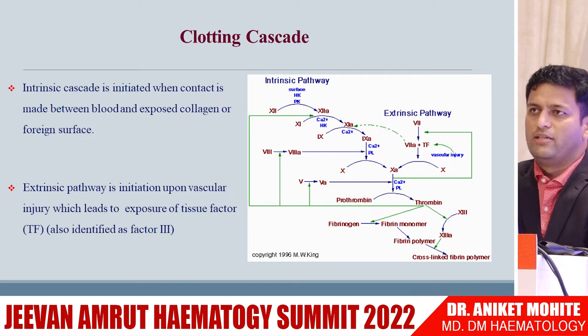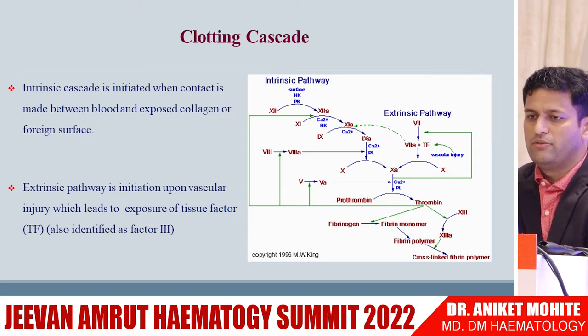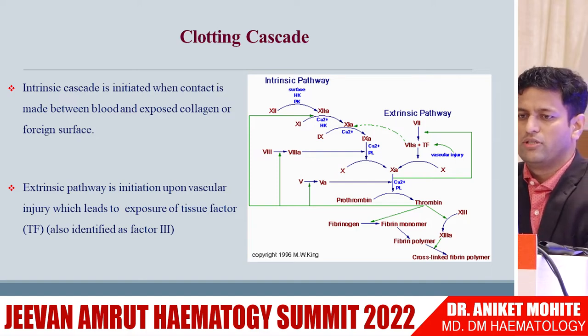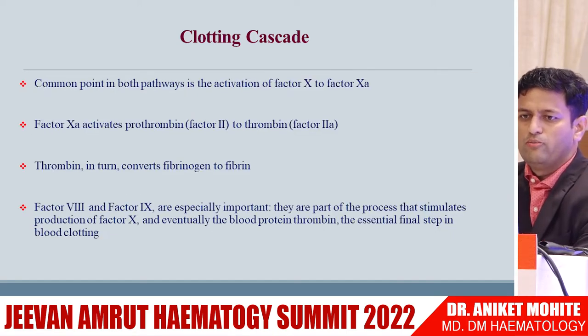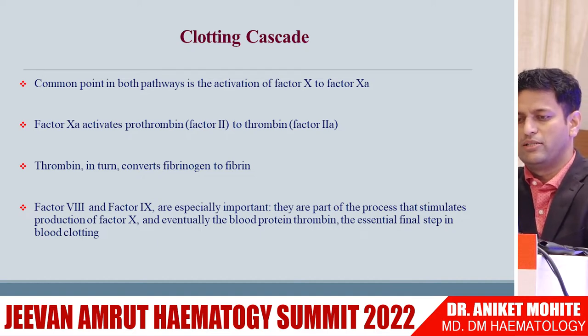So the clotting cascade can be divided commonly into the intrinsic and the extrinsic pathway. The extrinsic pathway is factor 7 with tissue factor after vascular injury, which leads to activation of factor 10 and the common pathway. And the intrinsic pathway, which we usually see in the labs with the glass coating or surface activation of factor 12, and then factor 11, factor 8, factor 9, together causing activation of factor 10 and down the common pathway. So the common point of both pathways is activation of factor 10. Factor 10 activates prothrombin to thrombin, and thrombin in turn converts fibrinogen to fibrin, and factor 13 then converts fibrin to fibrin stabilizing factor, which leads to stabilization or stopping of the bleeding.